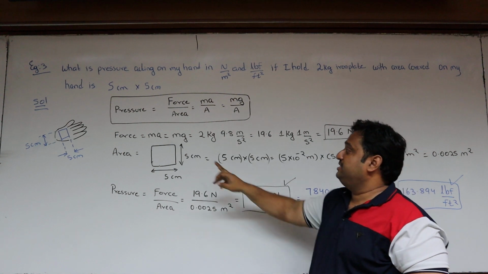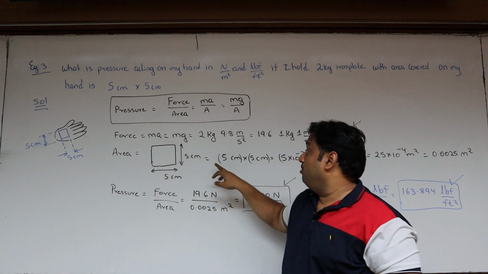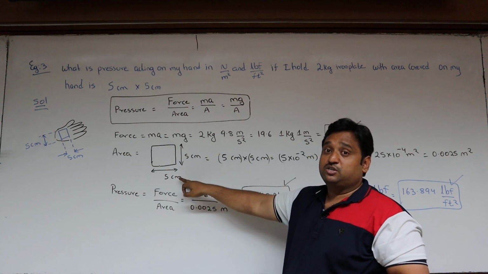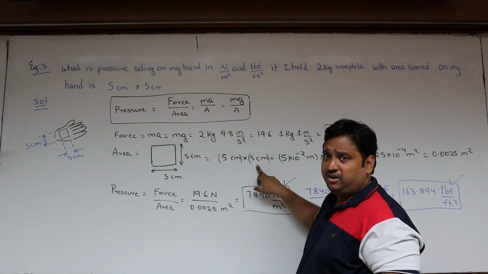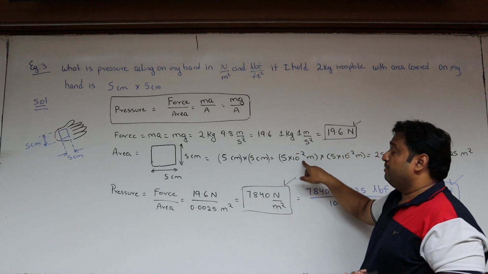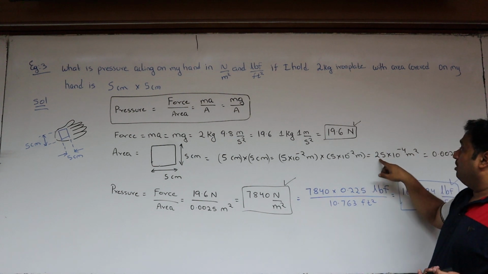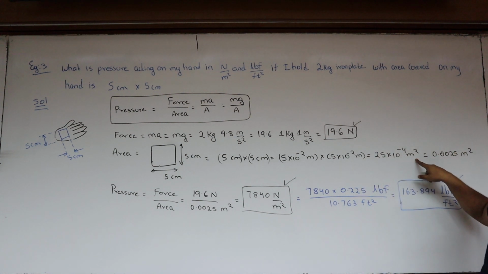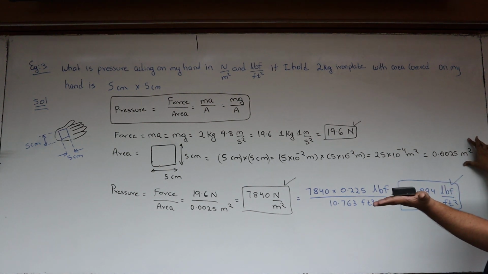What is the area? If it's a square, it's 5 centimeter by 5 centimeter. I know area is 5 by 5 centimeter square. Let us convert into meters: 5 into 10 power minus 2 meter into 5 into 10 power minus 2 meter. So automatically 25 into 10 power minus 4 meter square, which is equal to 0.0025 meter square. This is the total area on my hand on which this mass is sitting.